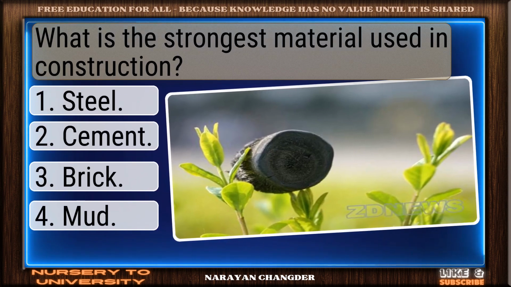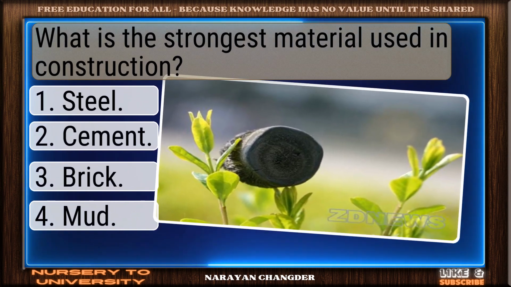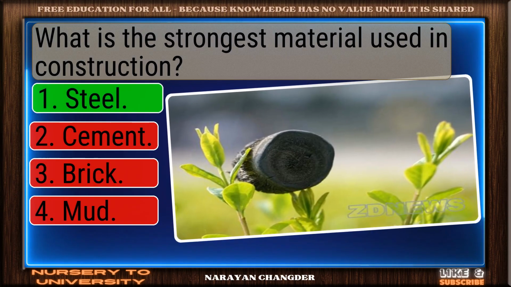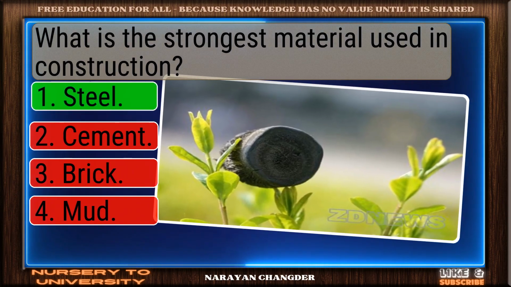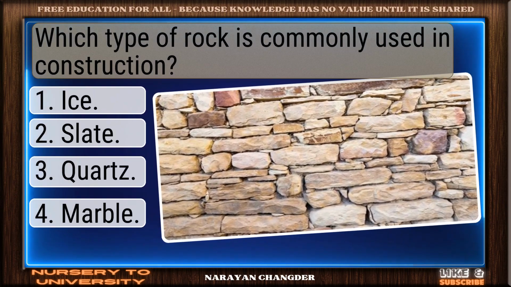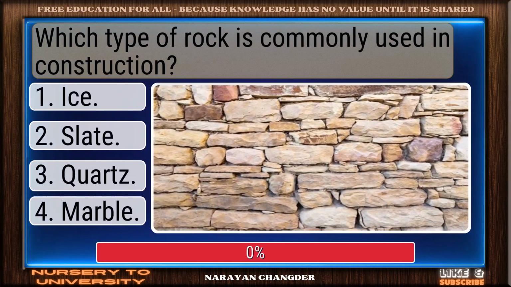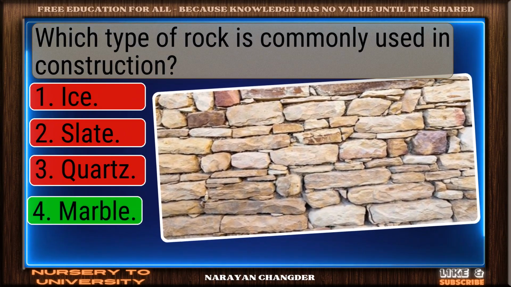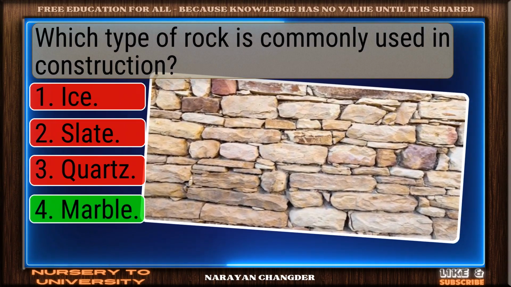What is the strongest material used in construction? Nice work. You chose steel and it is correct. Which type of rock is commonly used in construction? Smart move. Marble is an accurate answer.